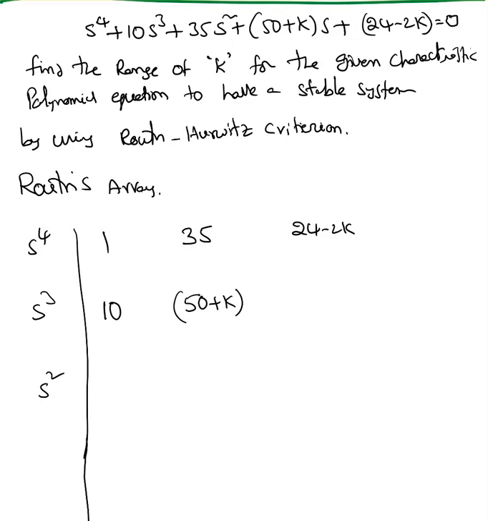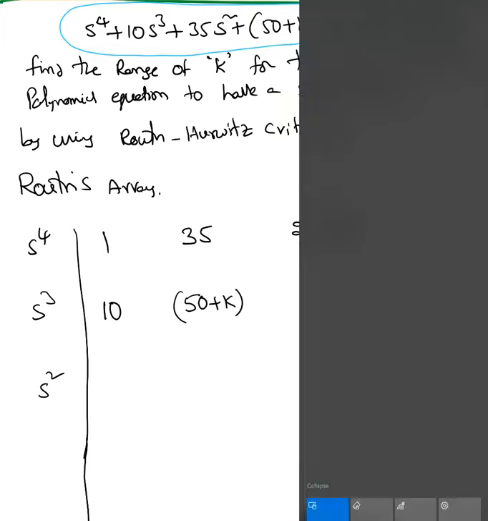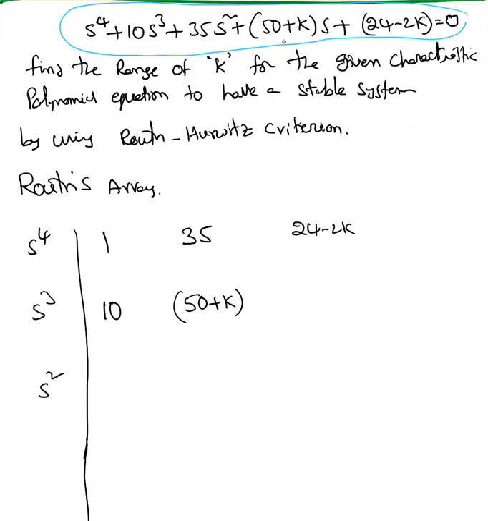Here is the next example. In this example, he gave us the characteristic polynomial equation of a system. Basically that gives us the number of poles, or the denominator of a transfer function. This is nothing but the denominator of a transfer function. Now in this question he's asking us to find the range of k to have a stable system.